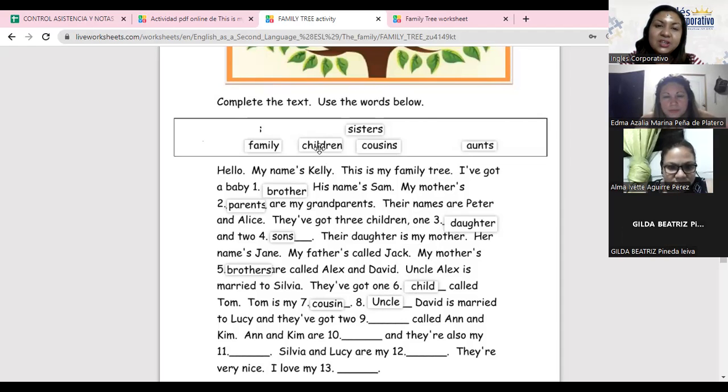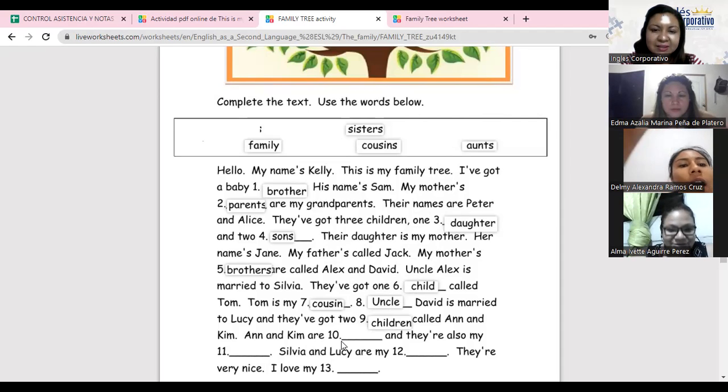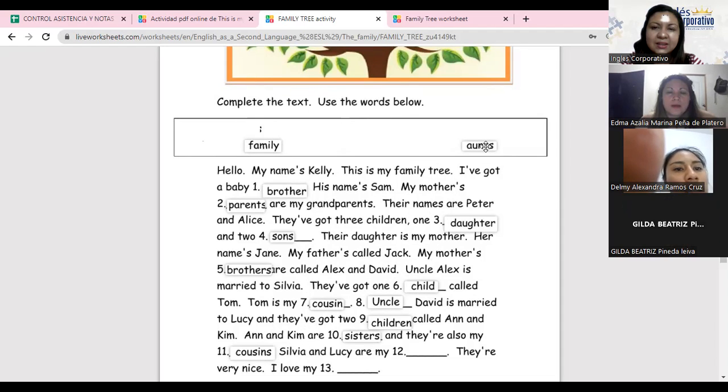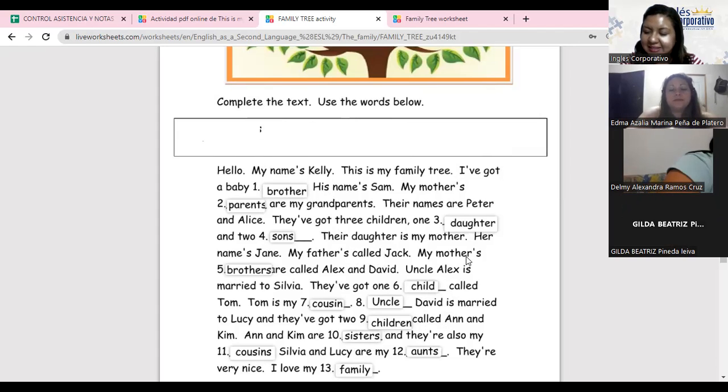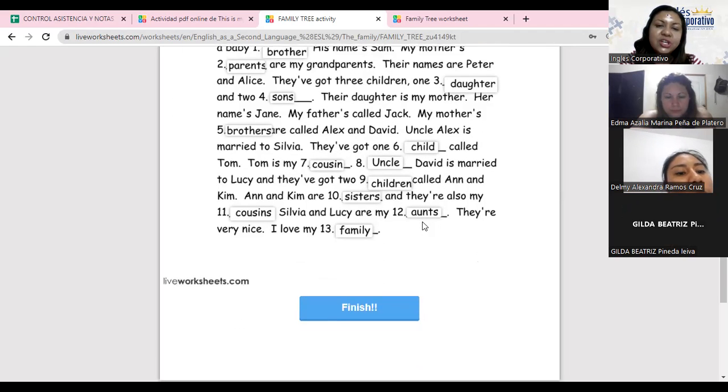Uncle David is married to Sylvia. And they have two children, called Anne and Kim. Kim and Anne are sisters. And they are also my family. Yes, they are very nice. I love my family.